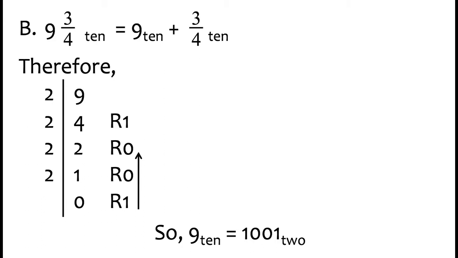Converting 9 to binary, 9 divided by 2 is 4, remainder 1. 4 divided by 2 is 2, remainder 0. 2 divided by 2 is 1, remainder 0, as you can see. Then 1 divided by 2 is 0, remainder 1. So 9 from base 10 to binary will be equivalent to 1001. That arrow is indicating you start from the bottom and you go up. So 9 in base 10 is equal to 1001 base 2.